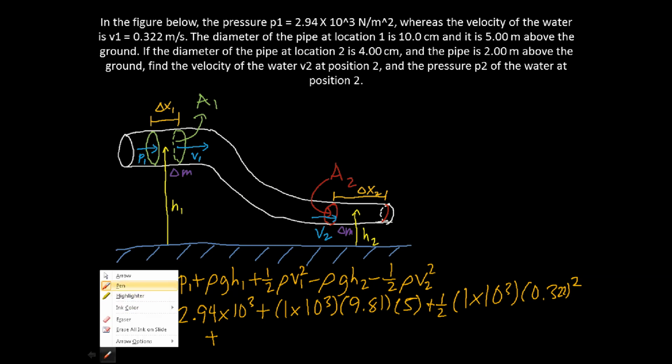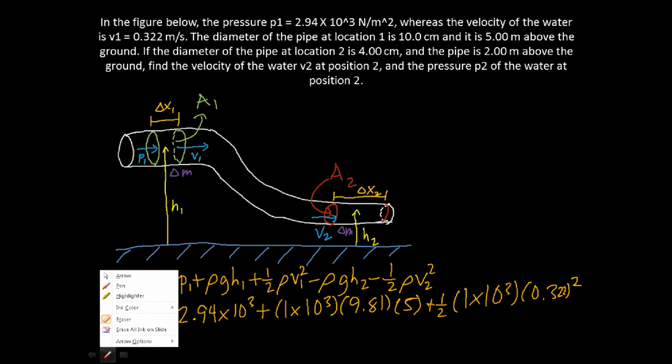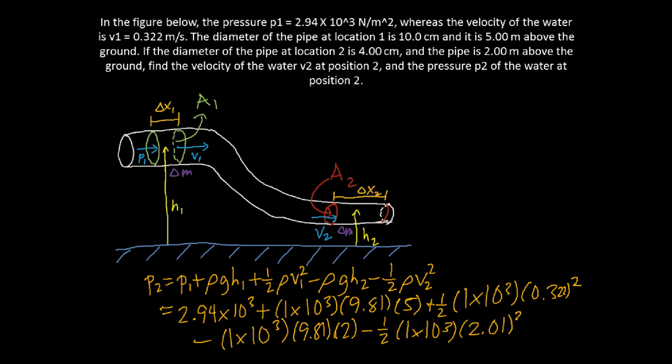I'm just going to change first the sign there. So minus 1 times 10 raised to 3 times 9.81 times 2, minus 1/2, 1 times 10 raised to 3, and then 2.0 meters per second, quantity squared. So that V2 was found in what we have solved a while ago.